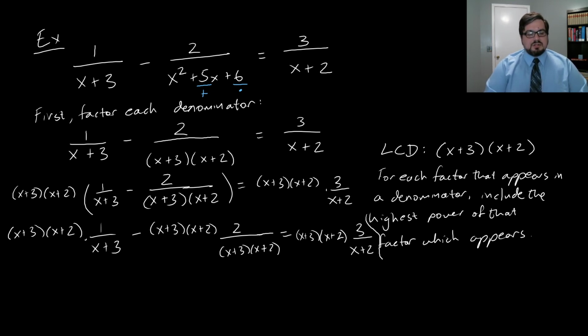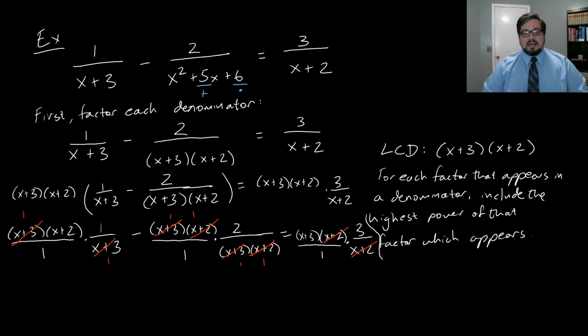So in our first term, notice that we have an x plus 3 in the denominator and an x plus 3 in the numerator, and so we can cancel both of those. And then in the second term, we have lots of things that are the same. So x plus 3 appears in the numerator and denominator. x plus 2 also appears in the numerator and denominator. And then over on the right-hand side of the equation, we have an x plus 2 in the numerator and an x plus 2 in the denominator, and those cancel out as well.